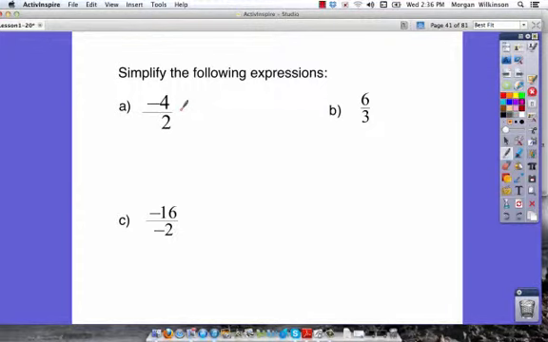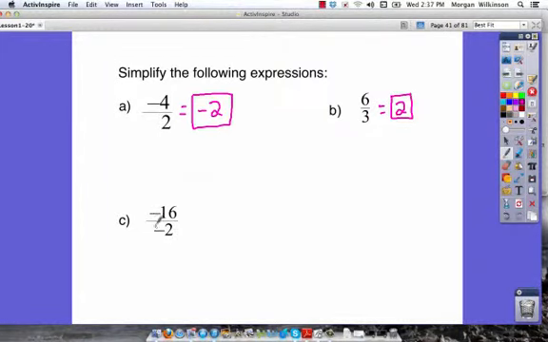Negative 4 divided by positive 2. Okay? We're looking at the opposite of a positive. The opposite of a positive must be a negative. So our first answer is going to be negative 2. That's half, what we're saying is half of negative 4. And half of negative 4 is negative 2. For problem B, 6 divided by 3, that's equal to 2. A positive and a positive must be a positive.